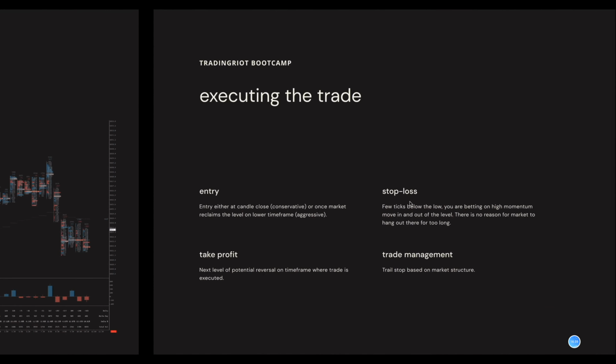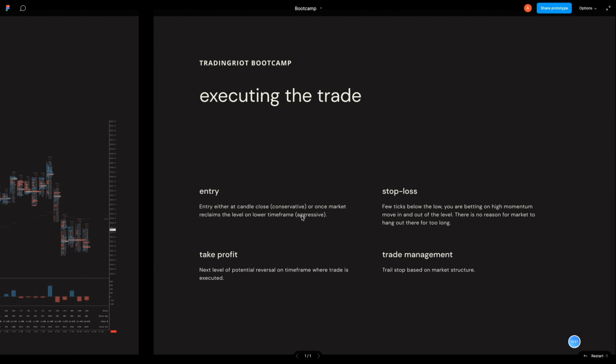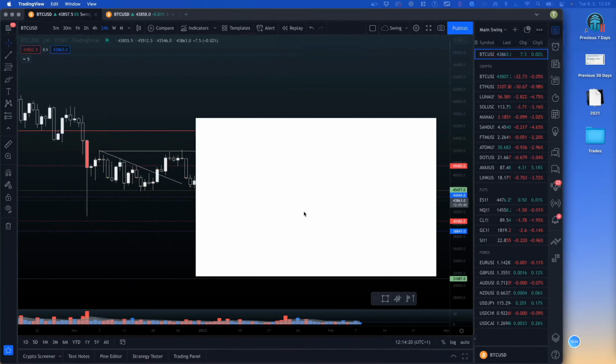Your stop loss. The stop loss is a few ticks below the low. Oh, sorry, I didn't mention the aggressive way to take a trade. Let me actually show you this in a second on ExoCharts, because this is something that happened yesterday on Bitcoin, so we have a good reference point for that.